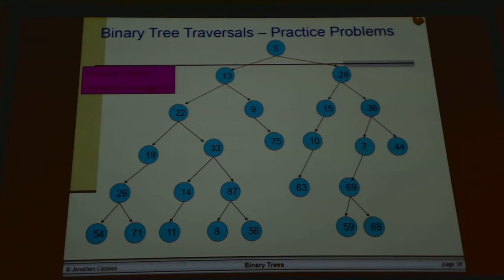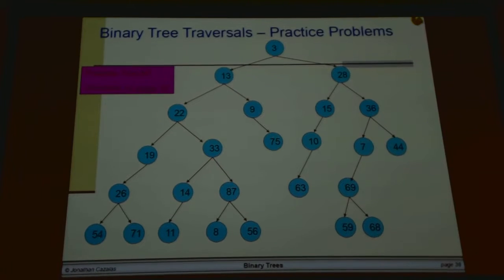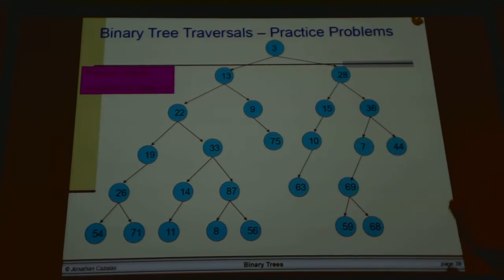The rules say that on a pre-order, I do the parent, the left, and then the right. Who is 3's right? We have 28. Is 28 a parent? Yes. So which way do we go first? To the left. So what's our next number? We have a 15. Is 15 a parent? Yes. Does he have a left and a right? No, he just has a left. Okay, so we have a 10.